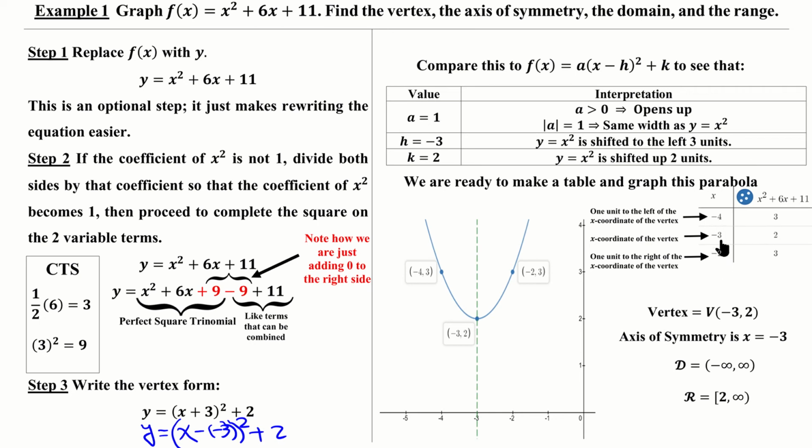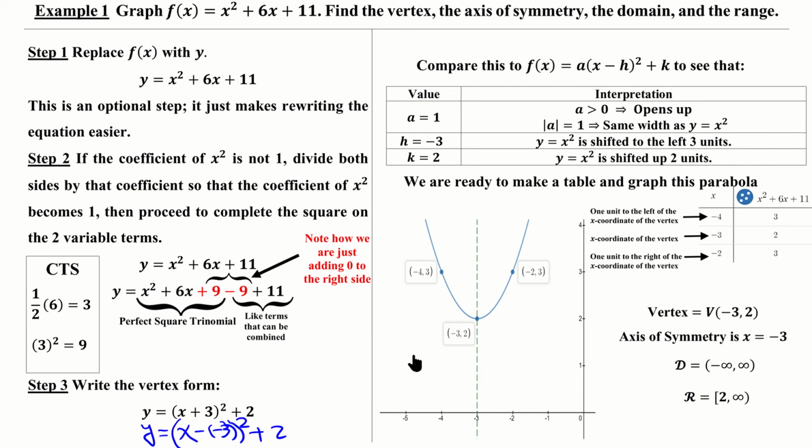Now, starting with the x value of the vertex, actually, we can just plug it in. -3 plus 3, that's 0, squared is 0, plus 2 gives us 2. That's where this comes from. So now we know where the vertex is. And plugging in -4, we get -4 plus 3, which is -1, squared is 1, plus 2 is 3. So that's where this 3 comes from.